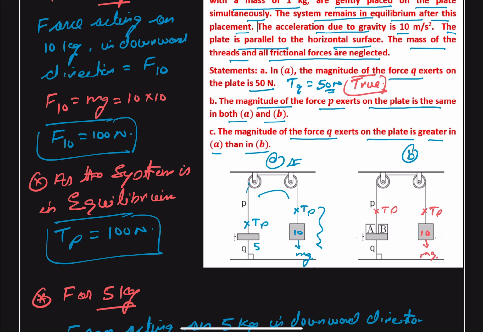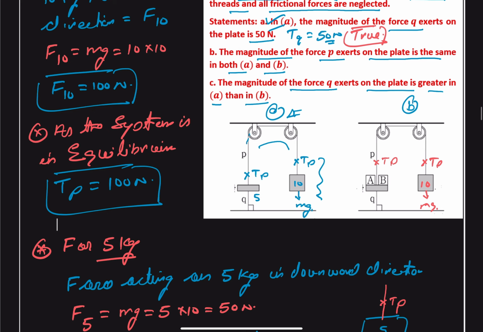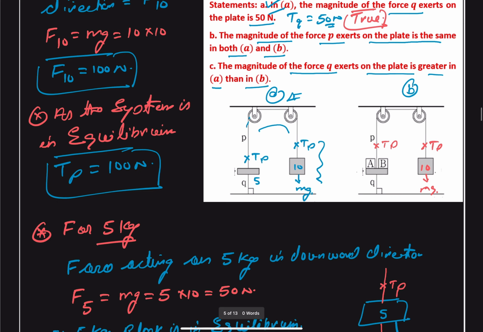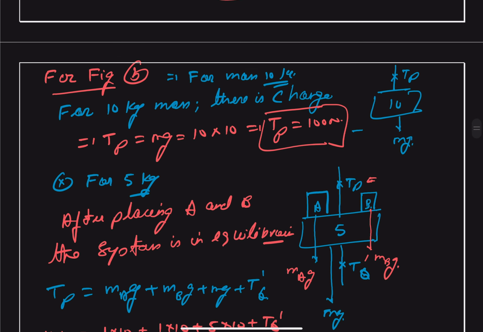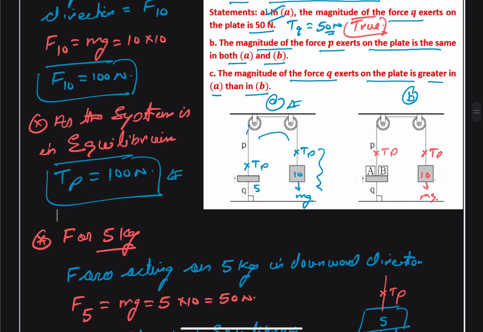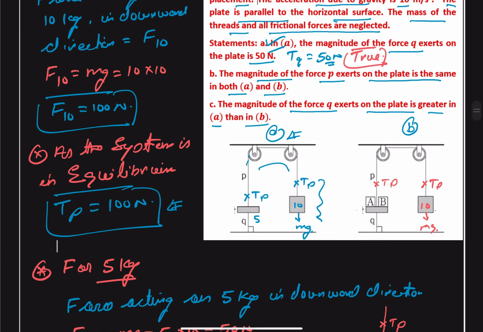Part B states that the magnitude of the force P exerts on the plate is the same in both A and B. So it states that the force P exerts on the plate in both cases is the same. So we just found out in the first case that TP is our 100 Newton, and also in the second case we found out that still TP is equal to 100 Newton. So in both cases the force is 100 Newton. Tension in P is 100 Newton. So this statement is also true.